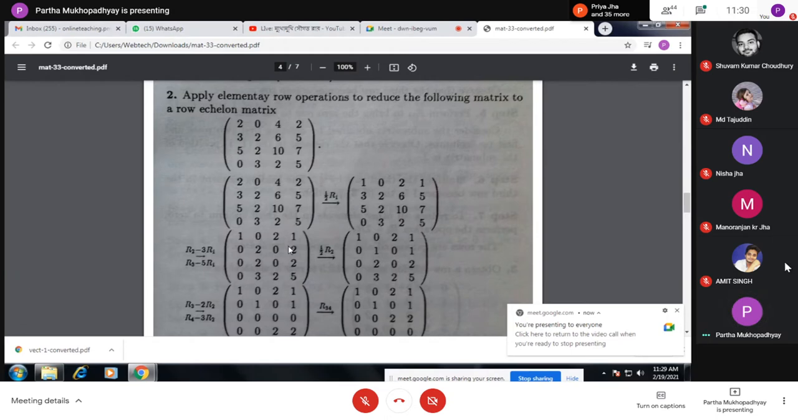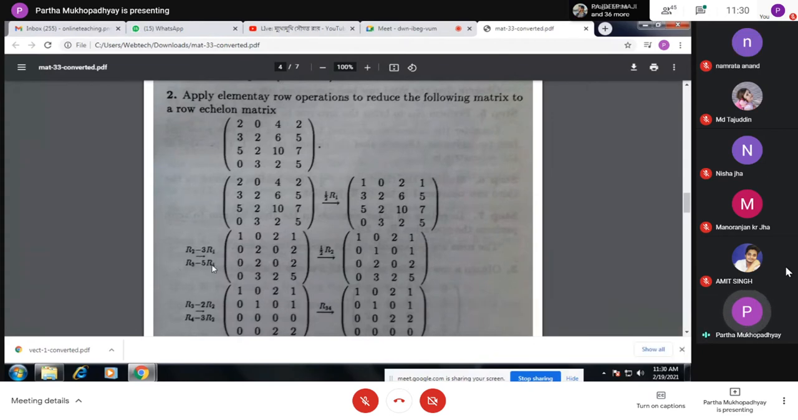Then the third row: R2 minus 3R1, and then R3 minus 5R1. So 5 into 1 minus 5 is 0, 5 into 0 minus 2 is 2, 5 into 2, 10, 10 minus 10, 0, 5 into 1, 5, 7 minus 5, 2. So 0, 2, 0, 2.